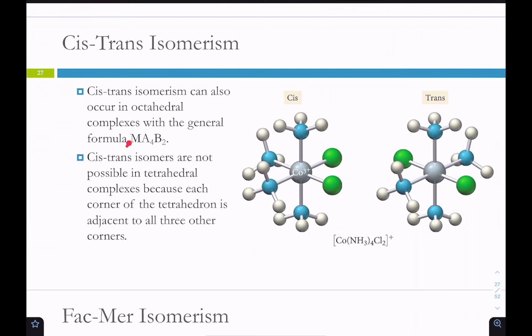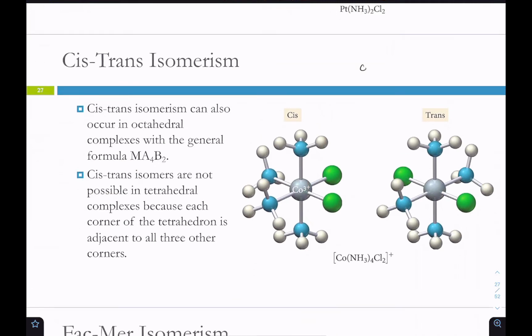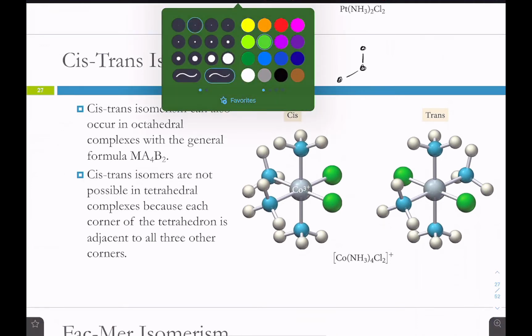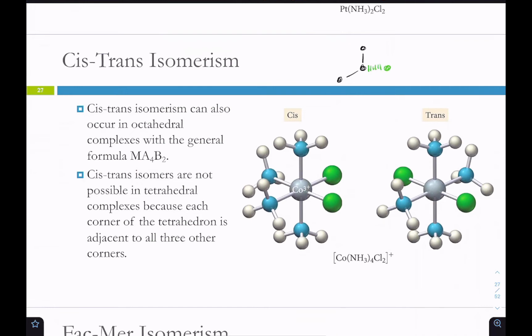For tetrahedral complexes, you can't actually have cis-trans isomers, because if you swap any 2, try and draw this. Let me see, I need a different color that looks good. So the wedge comes out of the board, the dash goes into the board. If I swap any 2 of these, let me do it like this. Let's make this one black and green. You can just take those and rotate it, and it becomes the other one again.